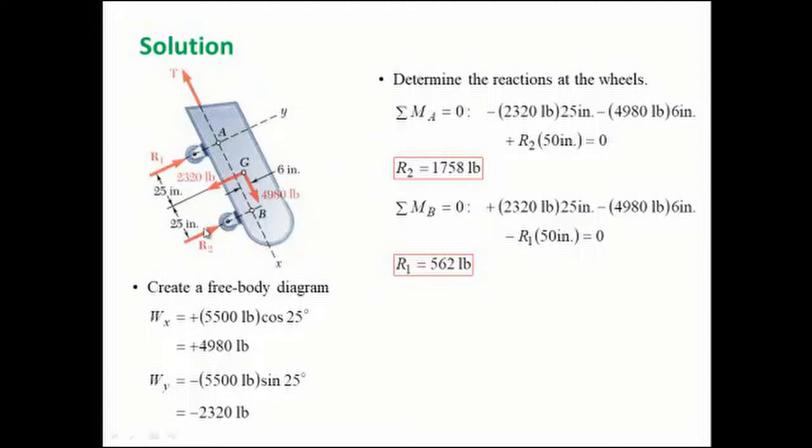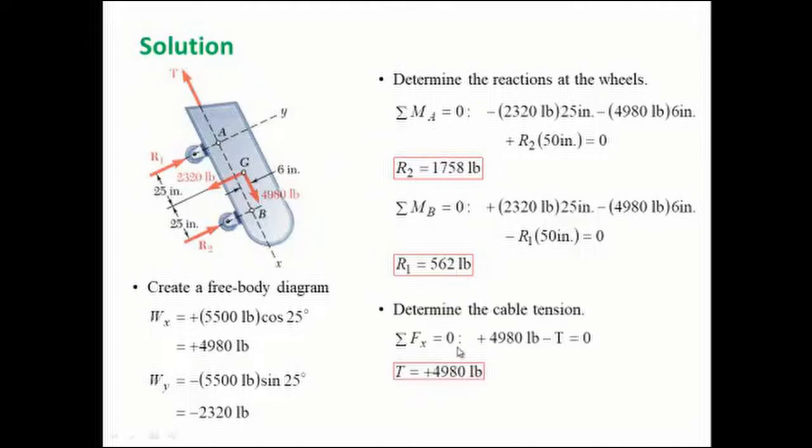So this will not produce a moment, and tension will not produce a moment because the line of action is passing through B. So this will produce a moment, this will produce a moment, this will produce a moment, and that is given. This will produce a clockwise moment, this an anti-clockwise moment, this a clockwise moment about B. The perpendicular distance is 6, this perpendicular distance is 25, this perpendicular distance is 50. So you'll be able to find R1.